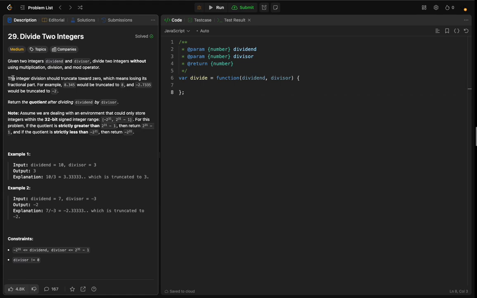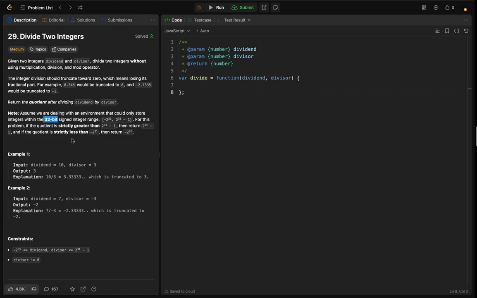The integer division should truncate toward zero, which means losing its fractional part. For example, 8.345 would truncate to 8, and minus 2.7335 will be truncated to minus 2. Return the quotient after dividing dividend by divisor. Note, we assume we are dealing with an environment that could only store integers within 32 bits.